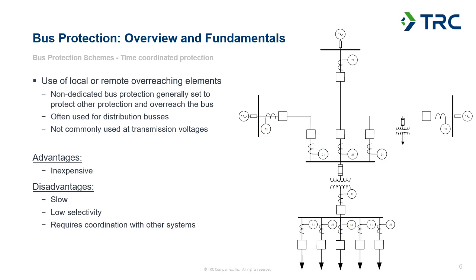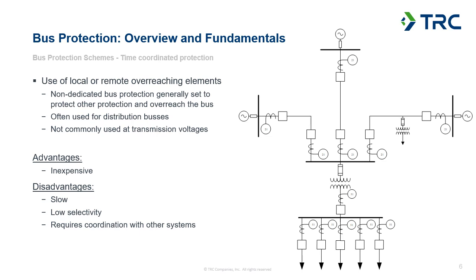So generally, where we see time coordinated protection used is really in distribution systems. There you've got less critical clearing requirements. You may have less redundancy requirements, and the economics of adding dedicated bus protection may not make as much sense. Though we are seeing utilities move to using dedicated bus relays for distribution buses more often these days with some of the other changes going on in the system.